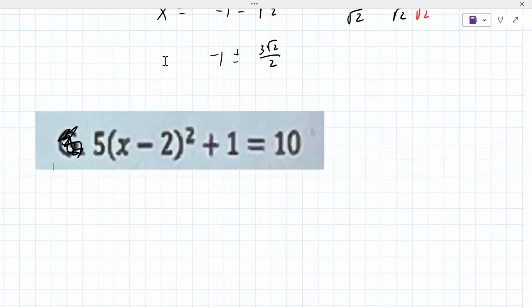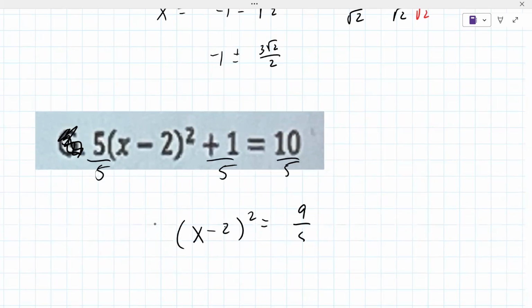I got x equals 2 plus or minus 1. Okay, did you subtract 1 from both sides? Yeah. Did you then divide by 5? Oh, I subtracted the 1 after dividing it by 5. Okay, but you can't do that, because you're dividing that by 5 as well. So here's what I was hoping you would get it down to. 9/5. Yeah, then you get 9/5, and then it's really similar to the previous one.